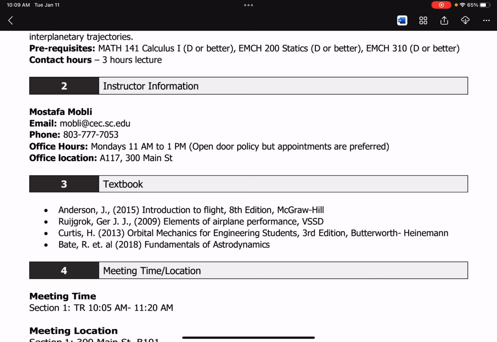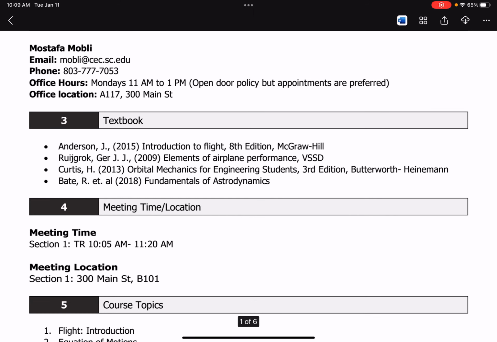Room 117. Right. Textbook. We have 2 main textbooks for the course and 2 additional textbooks, I would say, that are not required for the course, but we are going to use them a little bit. The first one is actually the second book here, Elements of Airplane Performance. This is the book we are going to use to cover the flight mechanics part of the class.